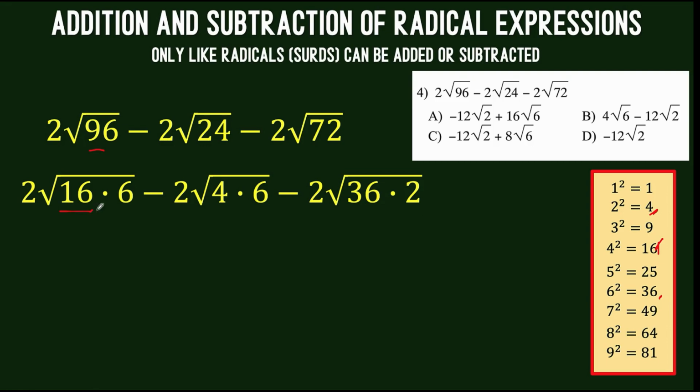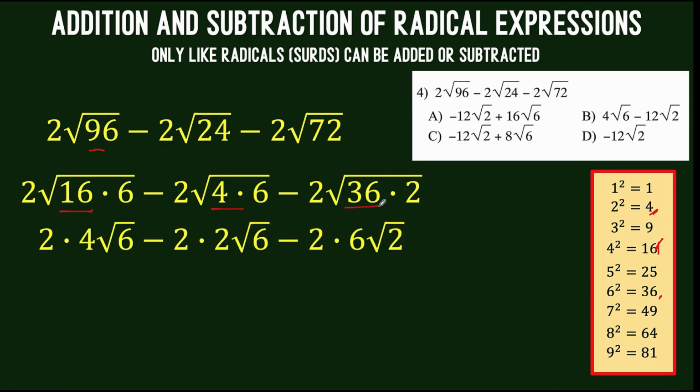This 16, this 4, and this 36 are perfect squares. That means we can get their square root. So the square root of 16 is 4, the square root of 4 is 2, the square root of 36 is 6. All the rest are copied and simplified. 2 times 4 is 8, 2 times 2 is 4, copy the minus sign here. 2 times 6 is 12, copy the minus sign. 2 times 6 is 12, copy the minus sign.